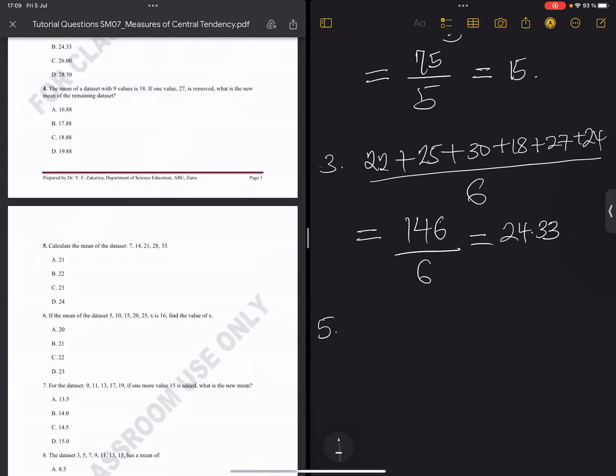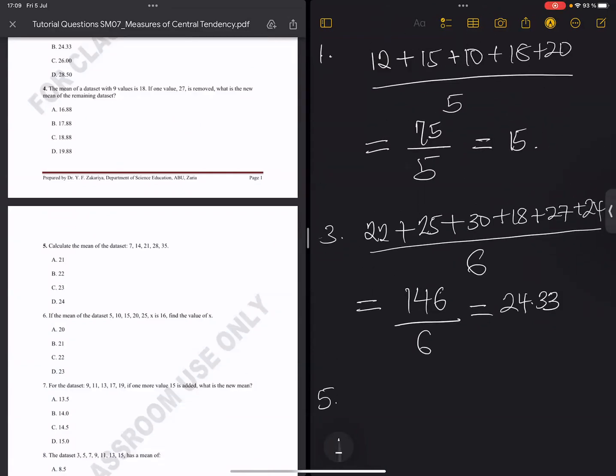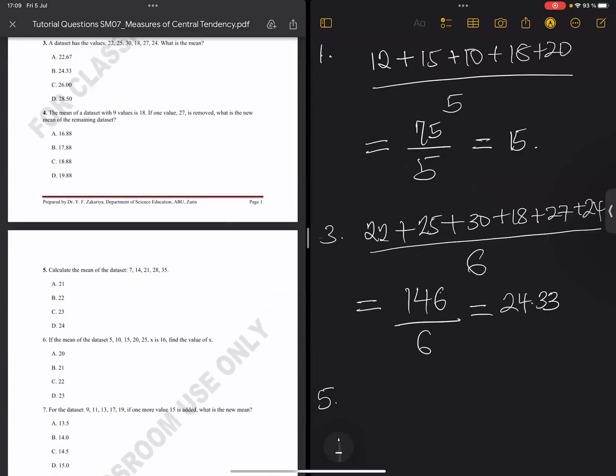Problem number 5 is also very direct. Good evening, Doc. Okay, please go ahead. So from what I got, 136, when we divide 136 by 6, it gives us 22.67, option A.